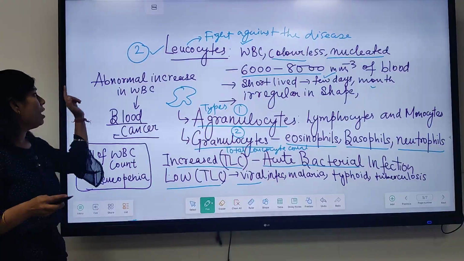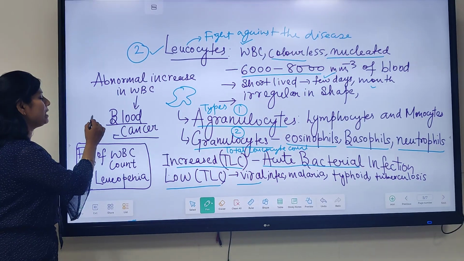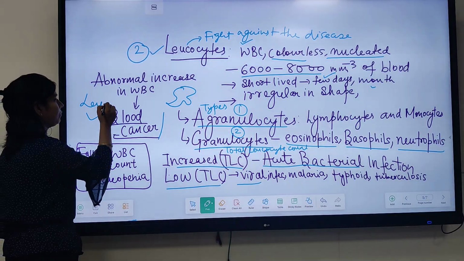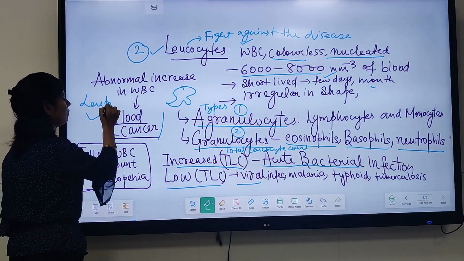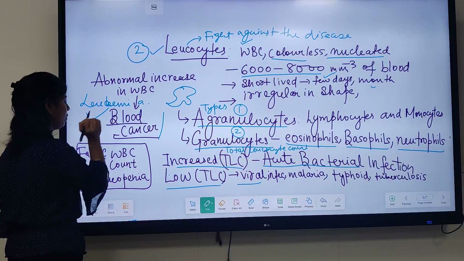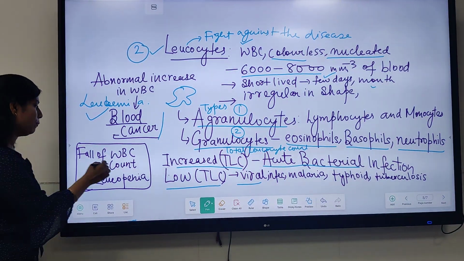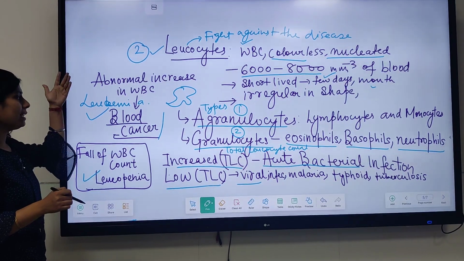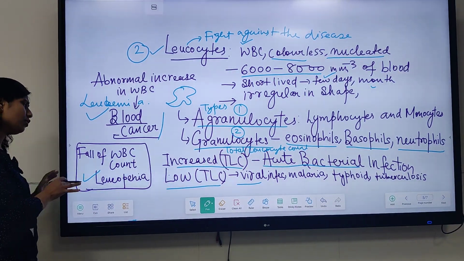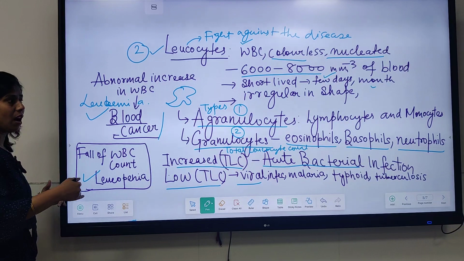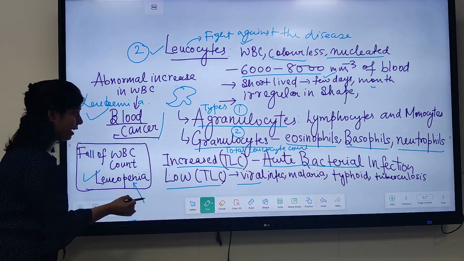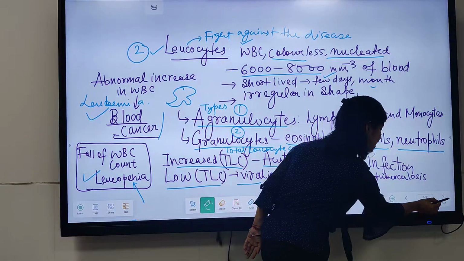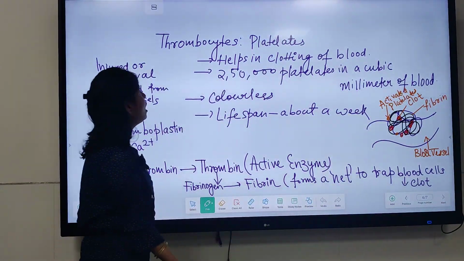Okay. Now, an abnormal increase in WBC is known as blood cancer, or you can say leukemia. A fall of WBC count is known as leukopenia. So if there is an abnormal increase, it may lead to blood cancer, and if it is falling down in number, we give the term leukopenia. So the basic function of leukocytes is to fight against diseases. Let's proceed to the next point.